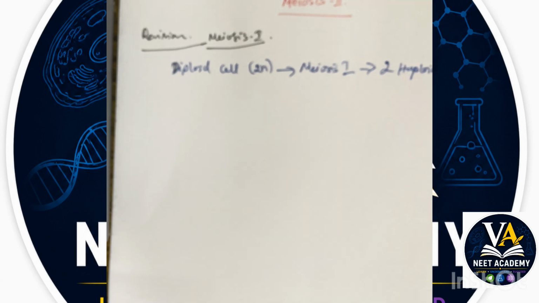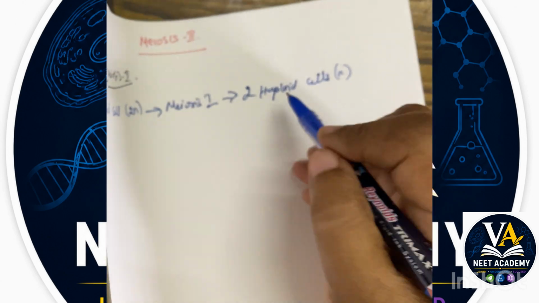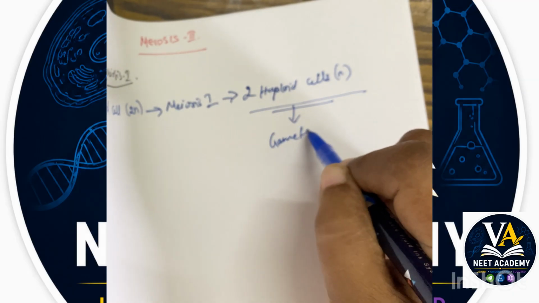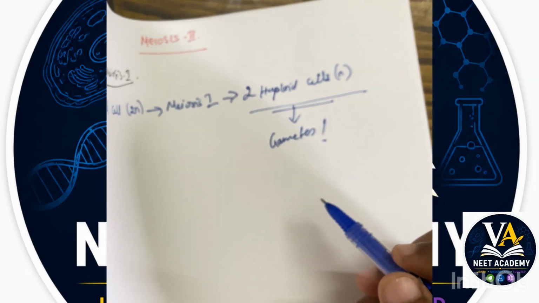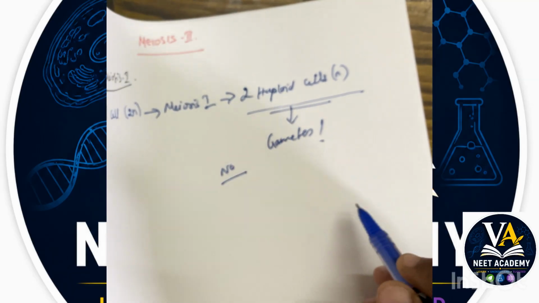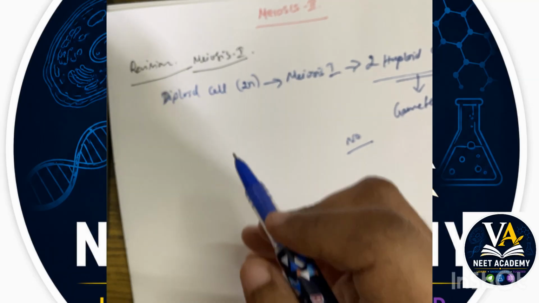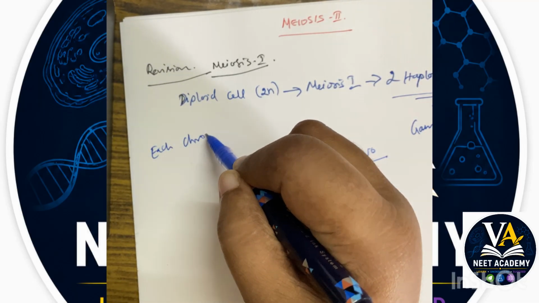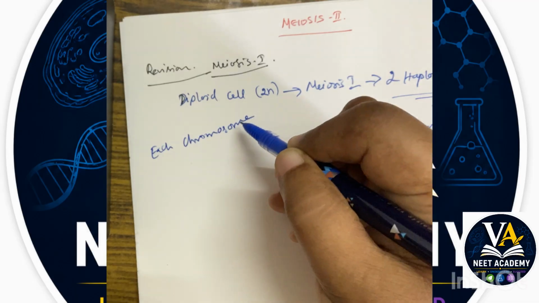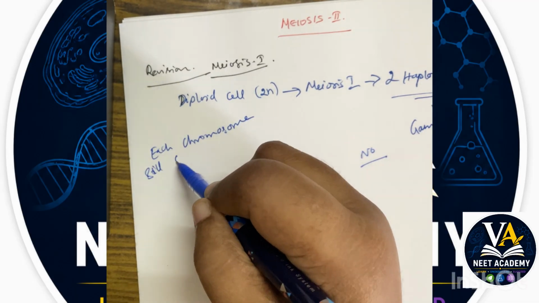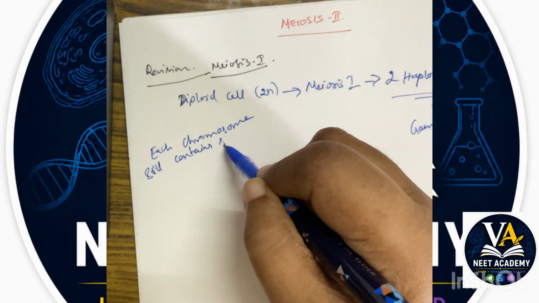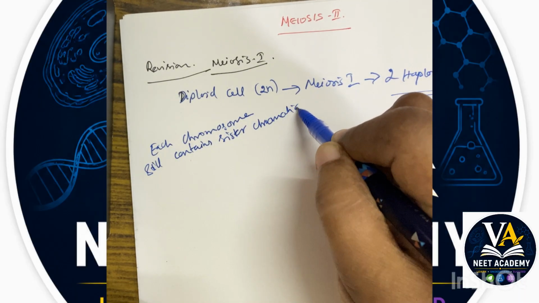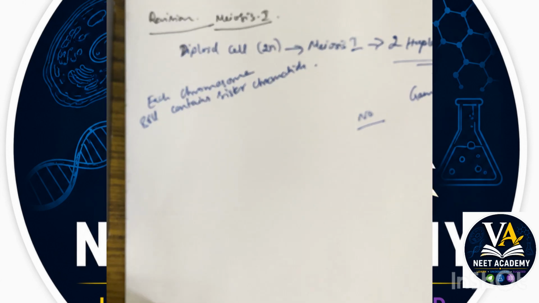So now I need to ask you, are these cells ready to become gametes? Can you say these are gametes? The answer is no. Now why? Because each chromosome still contains the sister chromatids.